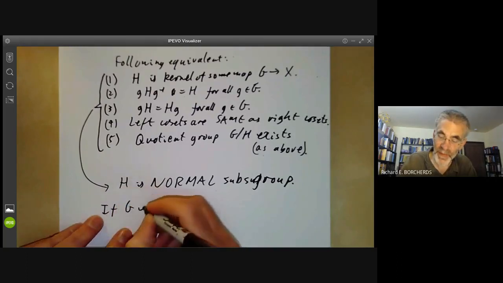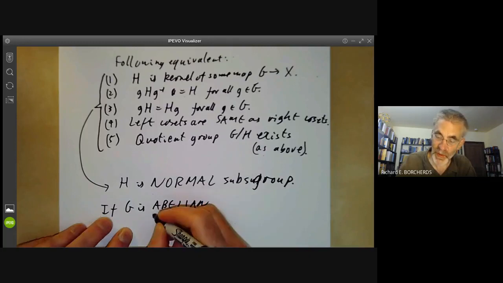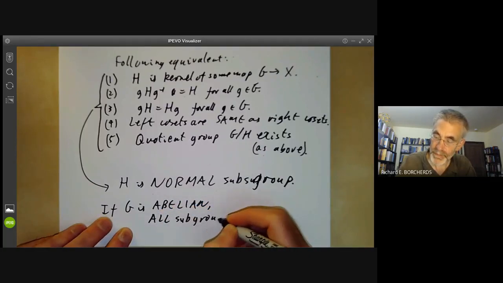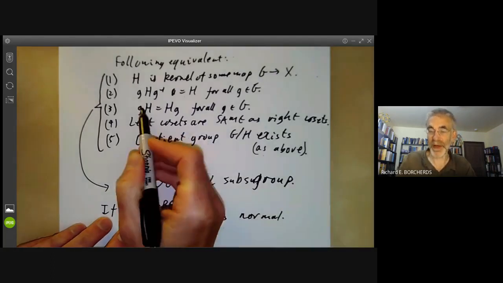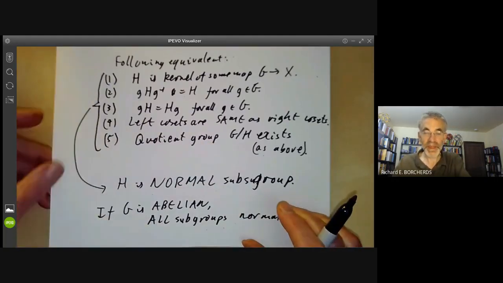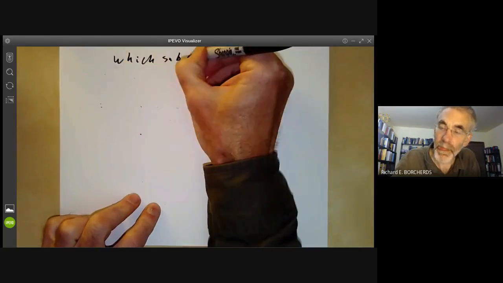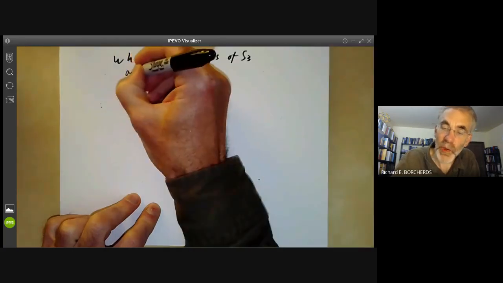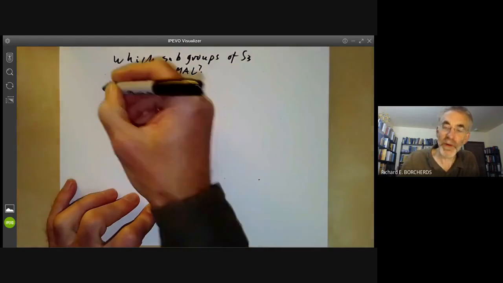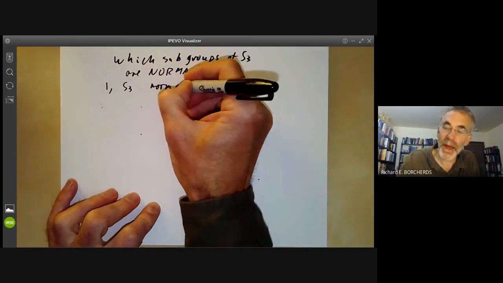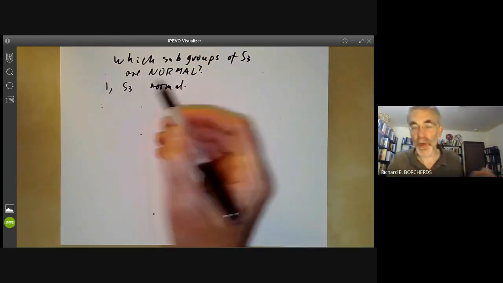Well, obviously, if G is abelian, then it's trivial to check that all subgroups are normal, because if it's abelian, we can just switch G to the other side of H. And the first example of a non-abelian group we've had so far is the group S3 of order 6. So if we're going to be looking for some examples of non-normal subgroups, this is the obvious place to look. So let's look at which subgroups of S3 are normal. Well, first of all, 1 and the whole of S3 are obviously normal. And the same is true for any group. The trivial group and the whole group are trivially normal subgroups.